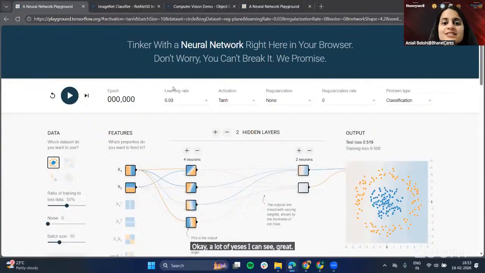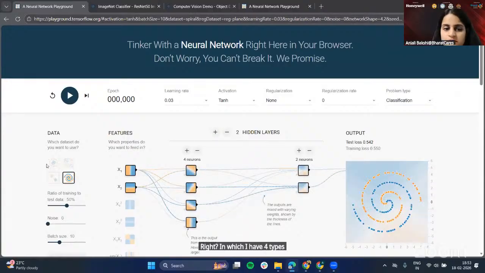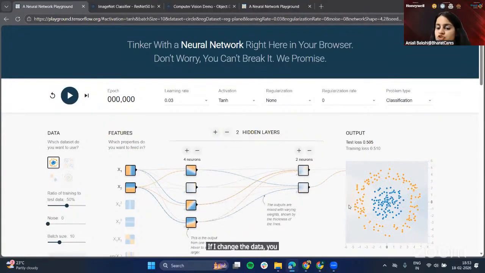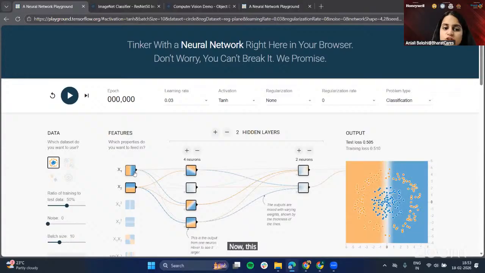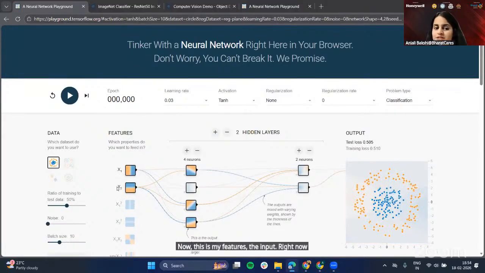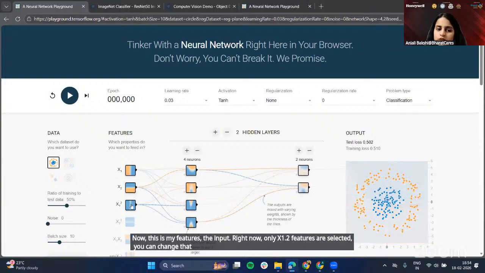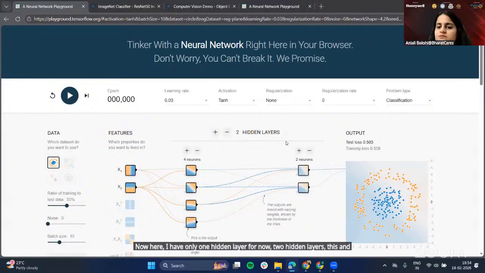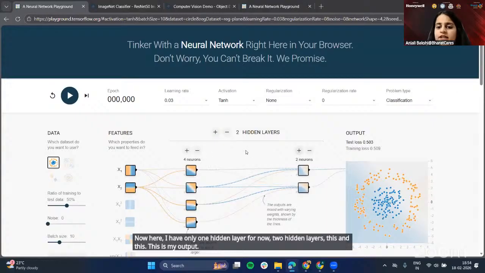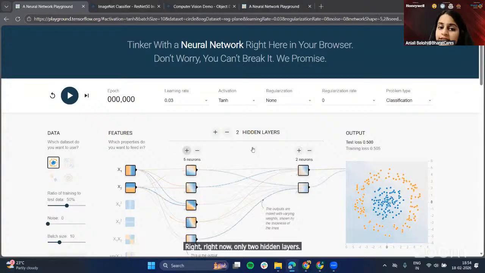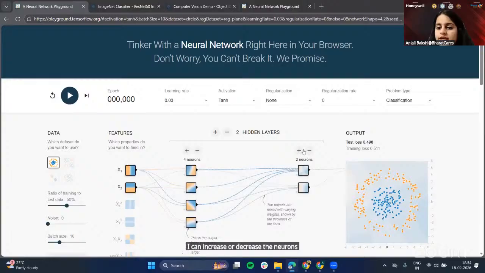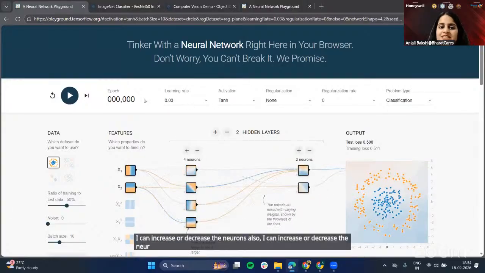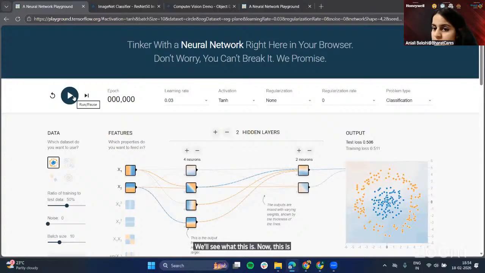Great. So this is a simple neural network, right? In which I have four types of data. If I change the data, you can see the data is being changed at the right. Now these are my features, the input. Right now only X1 and X2, two features, are selected. You can change that by clicking on it. Now these are your neurons. Here I have two hidden layers, this and this. This is my output. I can increase or decrease the neurons also. We'll see what this is. Now this is the play button here.